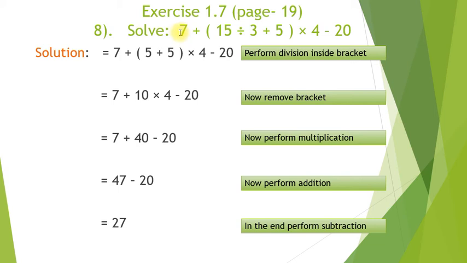As you know that the BODMAS rule starts from brackets, B. So first we have to solve the bracket. But remember one thing, if there are more than one operation inside the bracket, then you have to solve the operations inside the bracket according to the BODMAS rule. Now inside the bracket we see that there are two operations, division and addition. So according to BODMAS rule, division comes first, then addition. So we will divide 15 divided by 3.